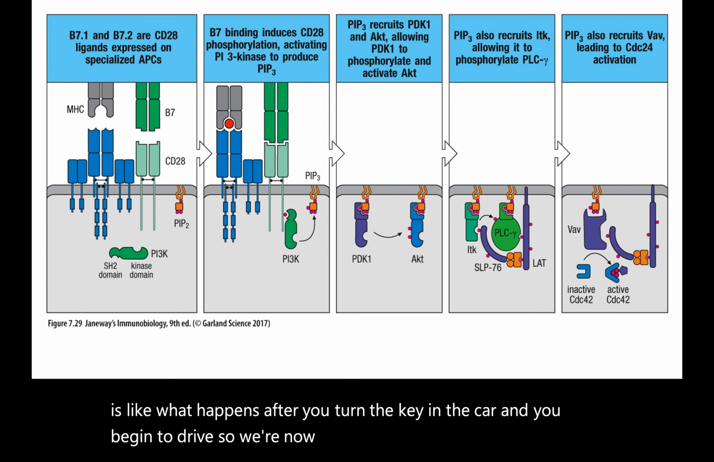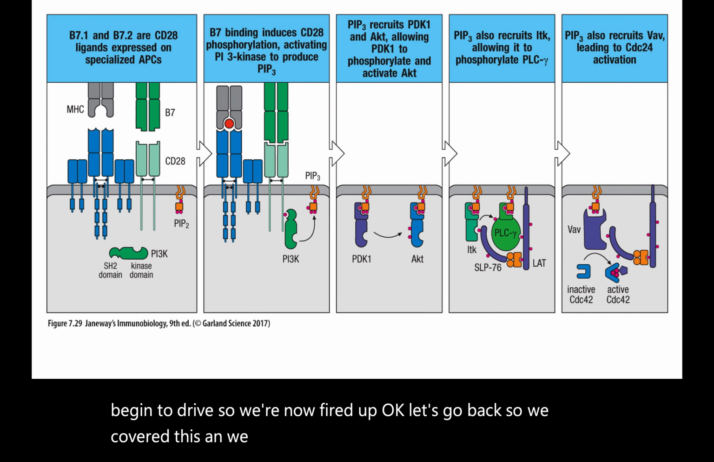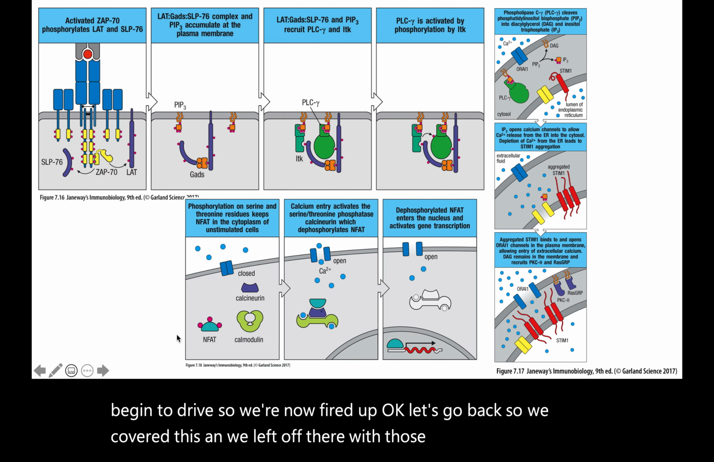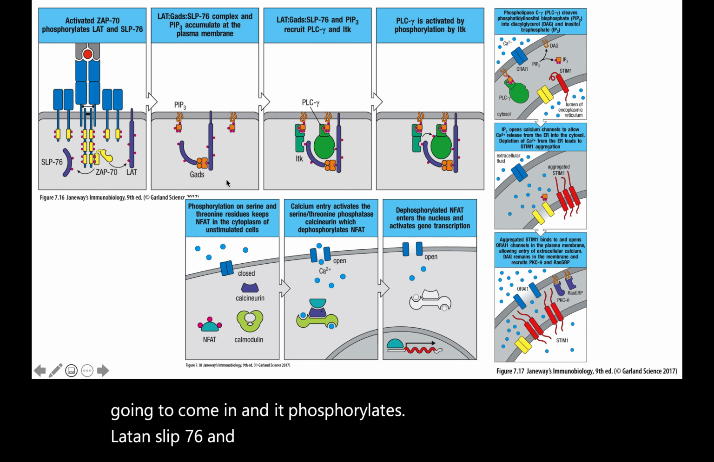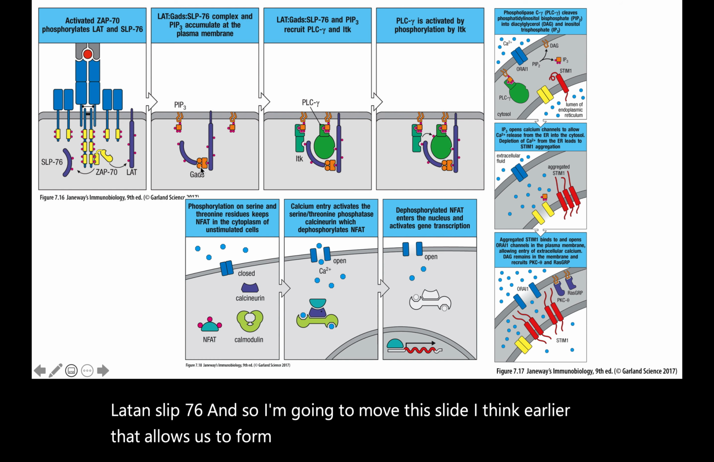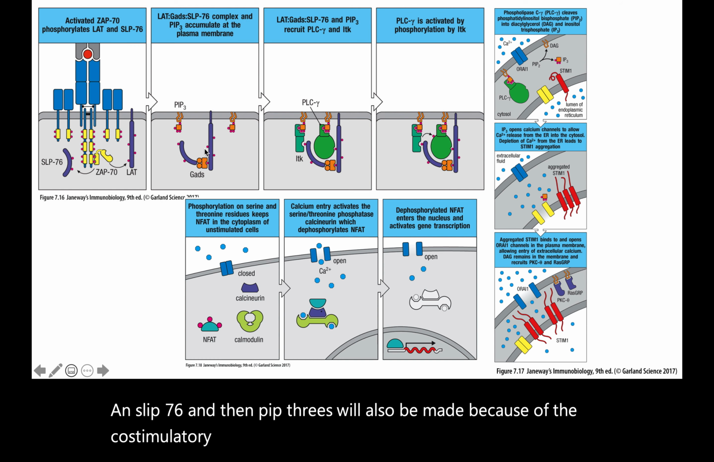Okay, let's go back. So we covered this and we left off there with our ZAP70. So now ZAP70 is going to come in and it phosphorylates LAT and SLP76. And so I'm going to move this slide, I think, earlier. That allows us to form this complex with LAT, GADS holding on there, and SLP76. And then PIP3s will also be made because of the co-stimulatory molecule. Those will be floating around at the top.